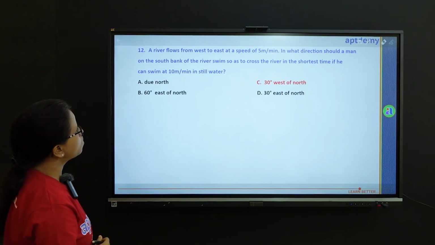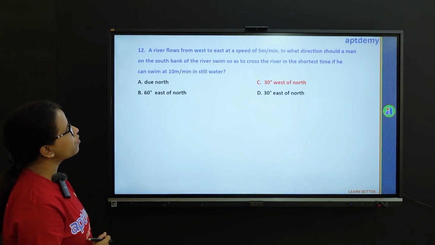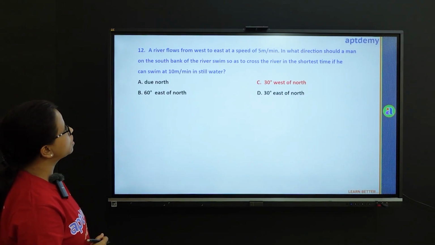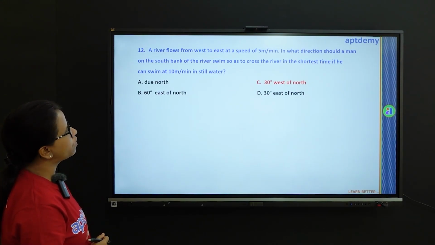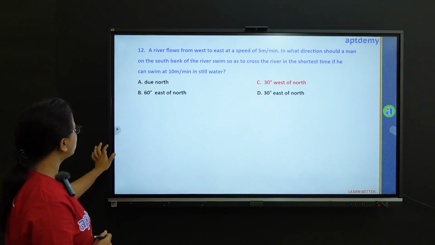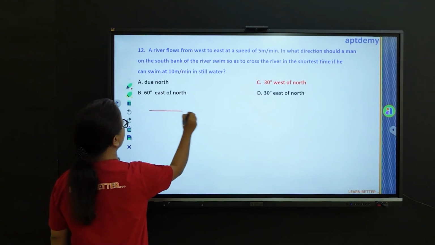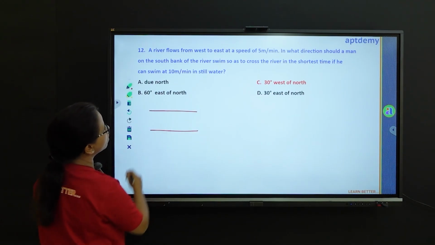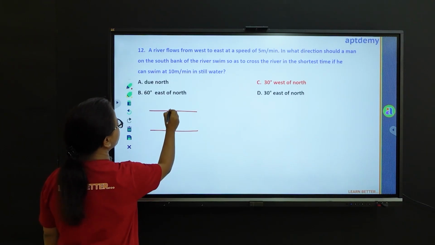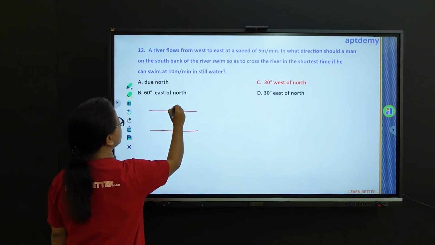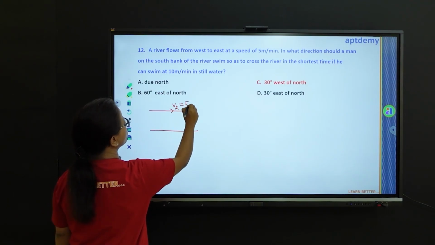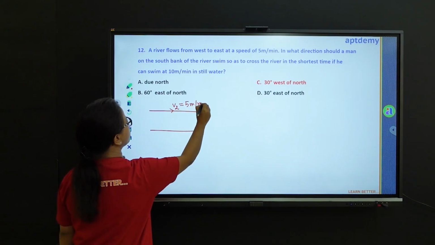A river flows from west to east at a speed of 5 meters per second. In what direction should a man on the south bank of the river swim so as to cross the river in the shortest time if he can swim at 10 meters per minute in still water? So let us start with a diagram for this. We have the river, flowing from west to east. The speed of the river we take as V2. This is 5 meters per minute.